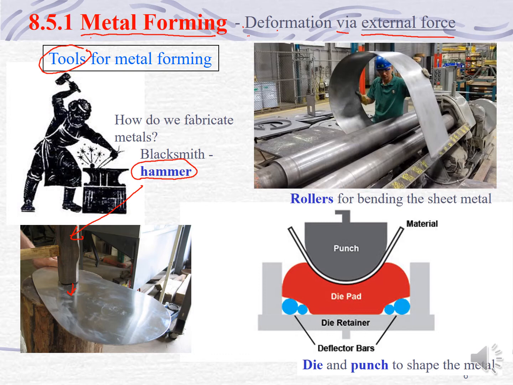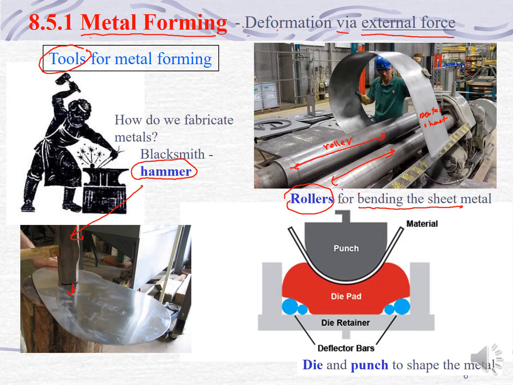What other tools are used for metal forming? In industry, they use rollers for bending the sheet metal. This is a roller, and this person is holding a metal sheet.